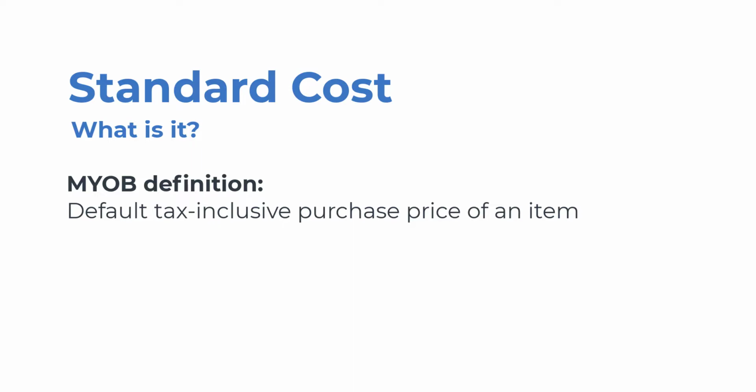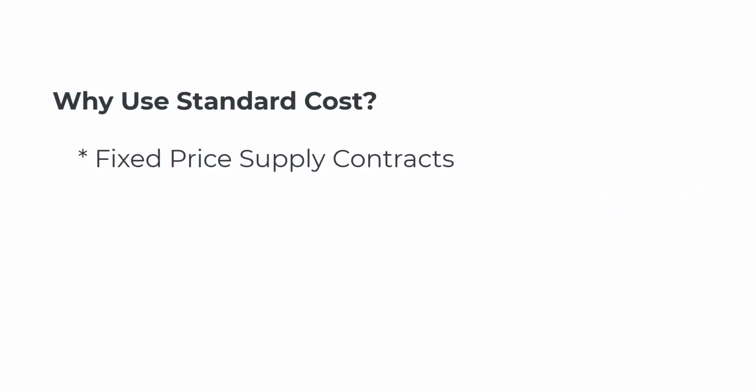So why do we use it? Well, one reason to use standard cost is if you have a fixed price supply contract from your supplier. You can then set your prices within the item, and when you then raise a purchase order, those prices will actually come up based on that item.